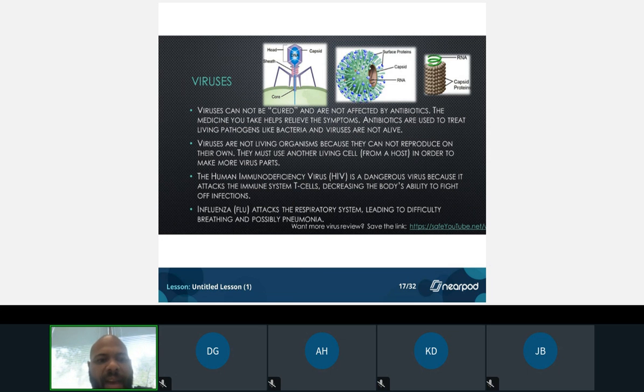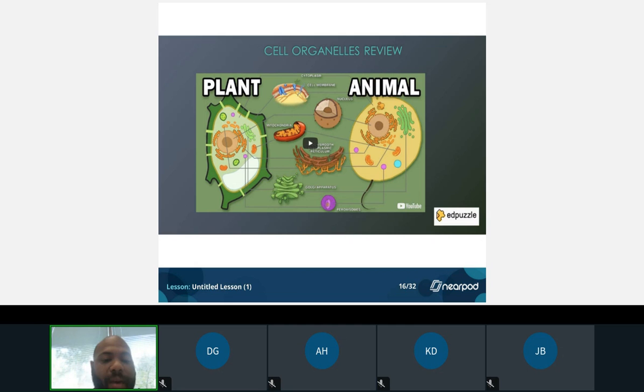Just to add on, a virus is not a prokaryotic or a eukaryotic cell. Remember, they are not living. They do not reproduce on their own. They must have a host cell. So they are not prokaryotic or eukaryotic. They are pathogens. They are not living. Only prokaryotic and eukaryotic cells are living cells.